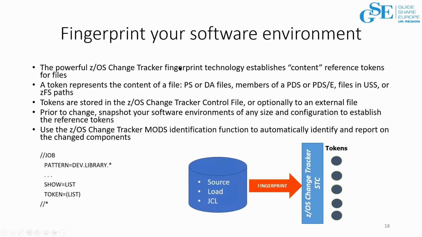The fingerprinting or snapshots that I was talking about is the ability to process a lot of different data sets en masse. It's typically performed, for example, on a volume level and across the environment, so that we can see very quickly what changes may have been made in the environment, going across multiple types of data sets, not just PDS or PDSE. Also, you can look at files in USS, as well as sequential and other types of data sets.